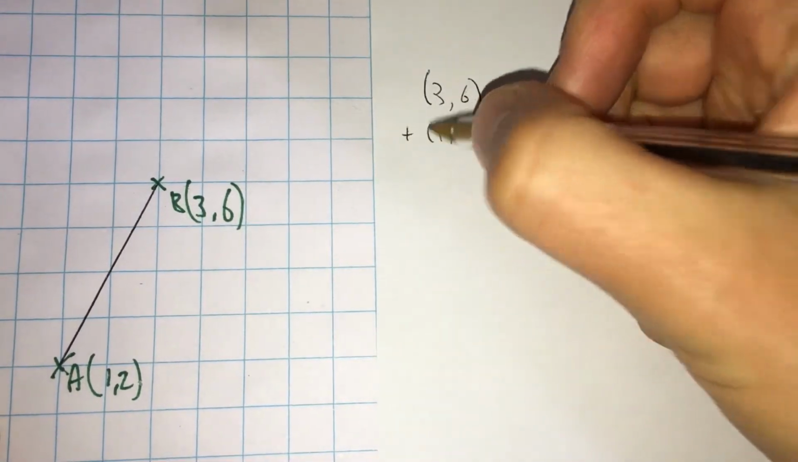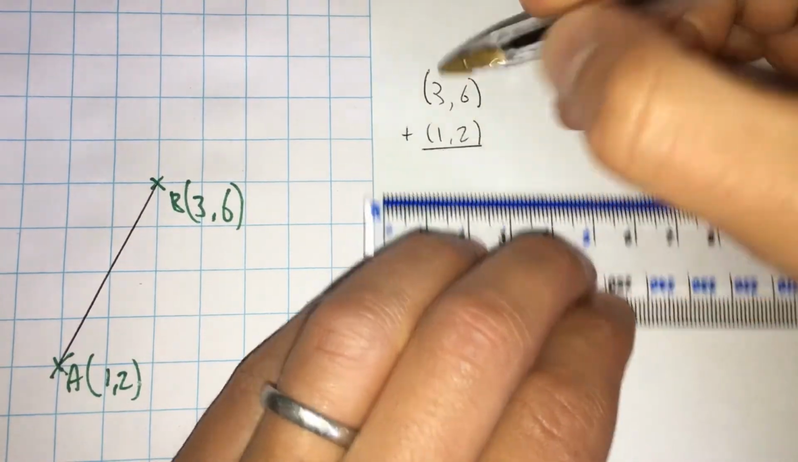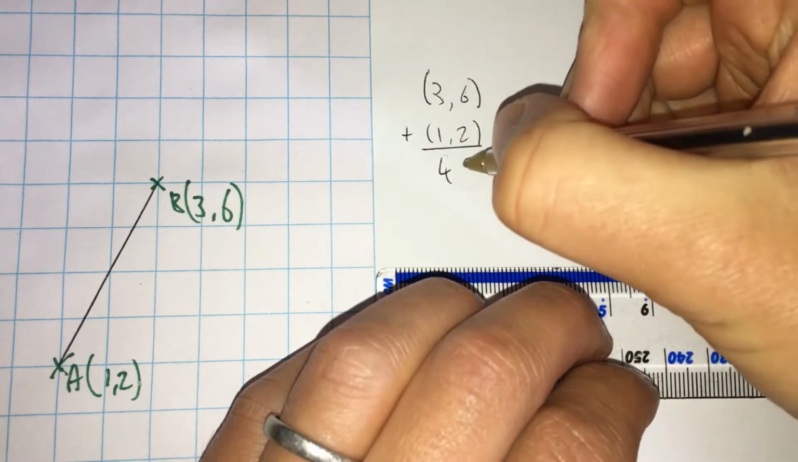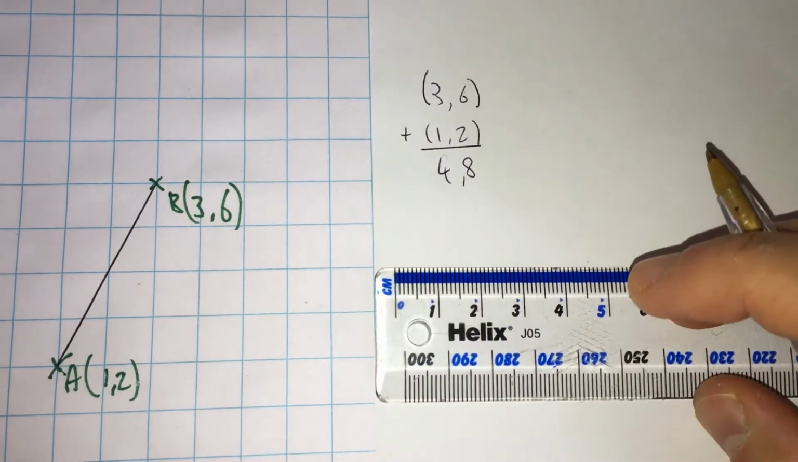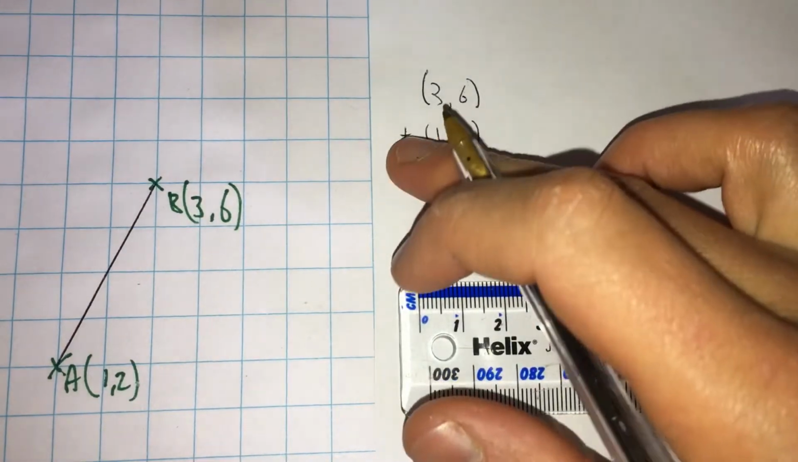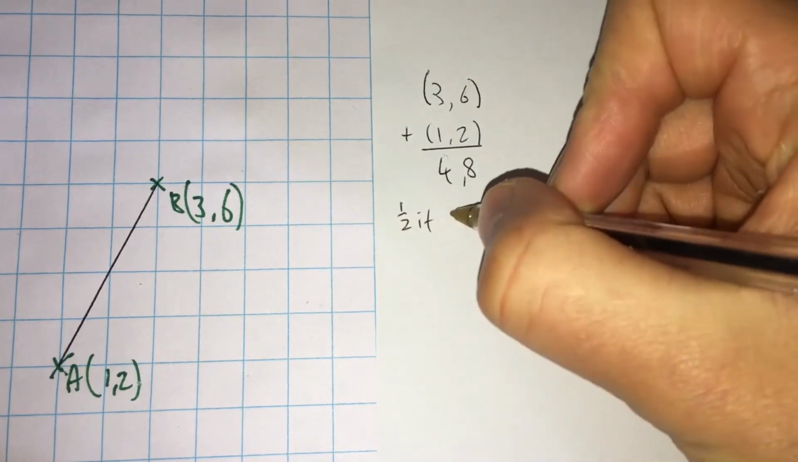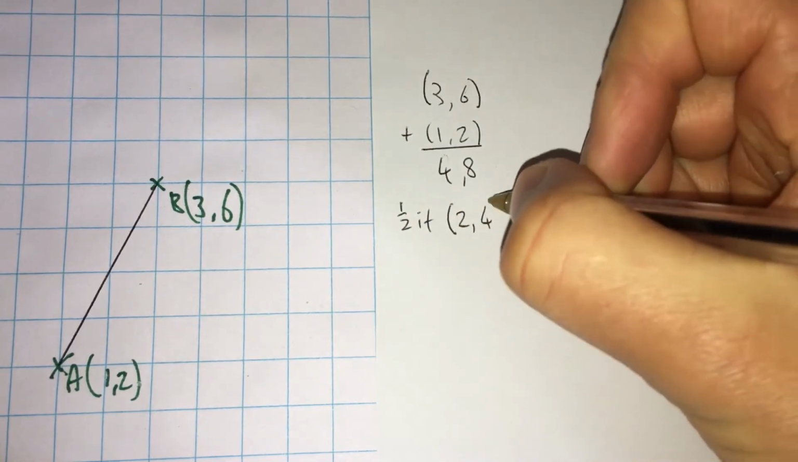So if I add these 2 together, I've got 3 plus the 1, that makes 4. And I've got the 6 plus the 2 to get 8. And now I half these values to work out where the midpoint is, because it's the mean average of these 2 points. So you half it. So the midpoint is at 2, 4.